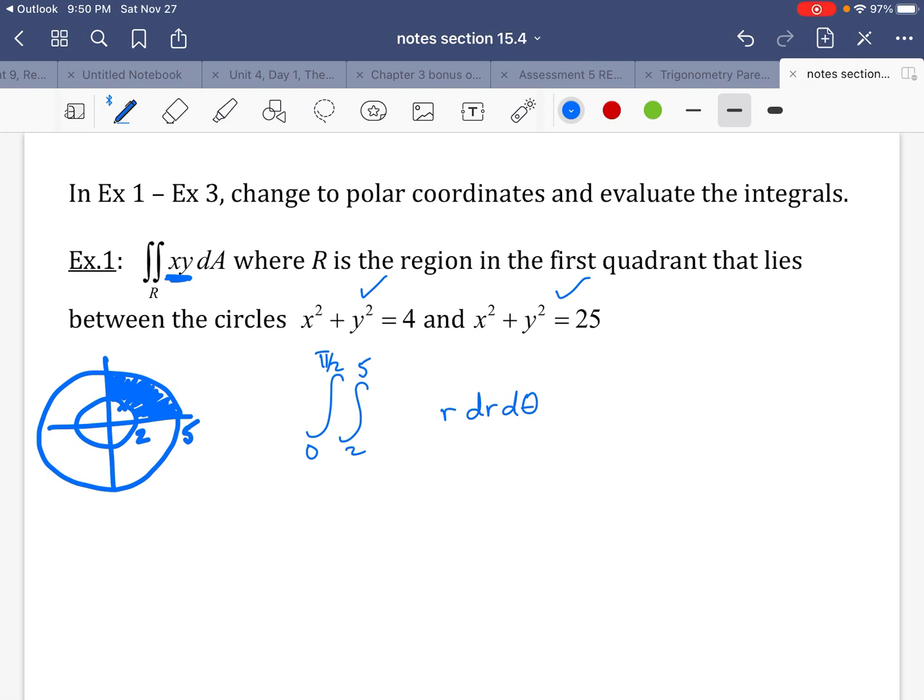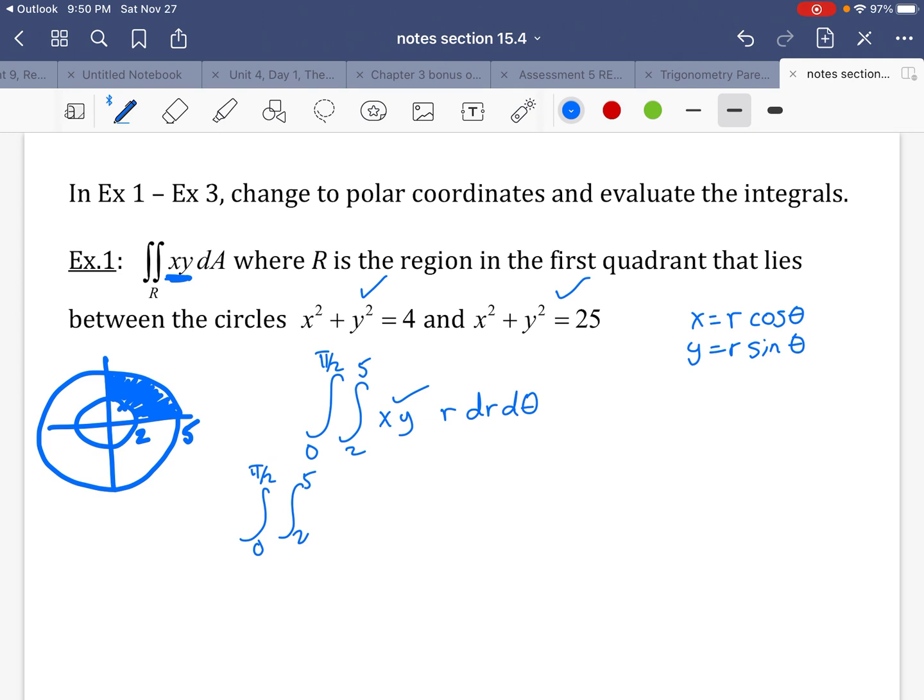So right here, I have x and y. Well, I can't keep x and y like that. Remember that x in polar form is r cosine theta and y is r sine theta. So I have to change those. So if I basically am going to multiply those two things to replace this, I have 0 to pi over 2 and 2 to 5.